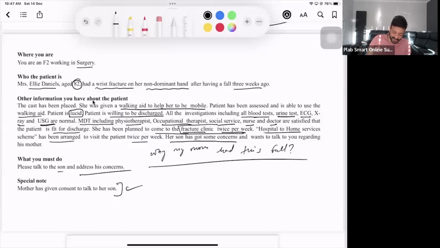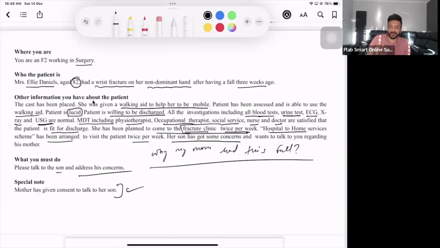But the question from the son will remain the same. Okay, then why did my mom have this fall? Because if you don't know the reason, what can happen? She can fall again as well. So that's why I want you to keep her in the hospital and check her properly. But the thing is, we as doctors have checked her properly already.